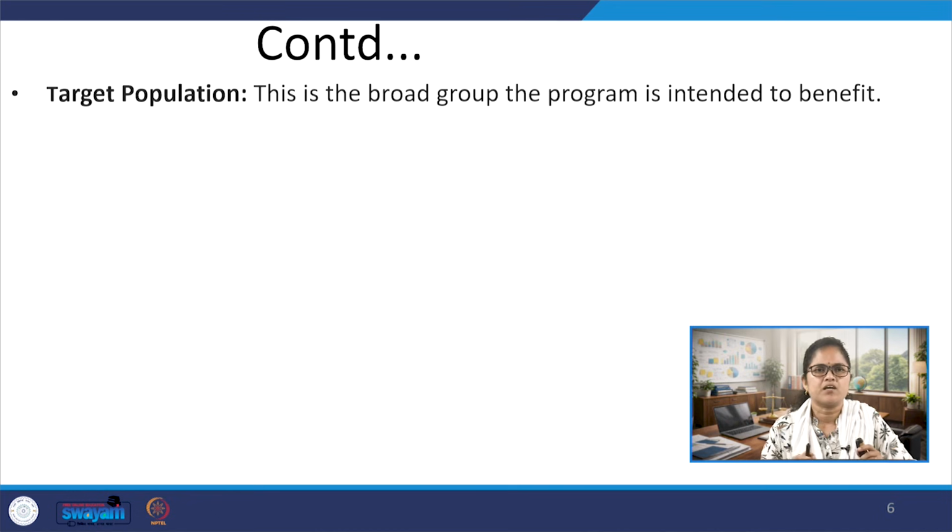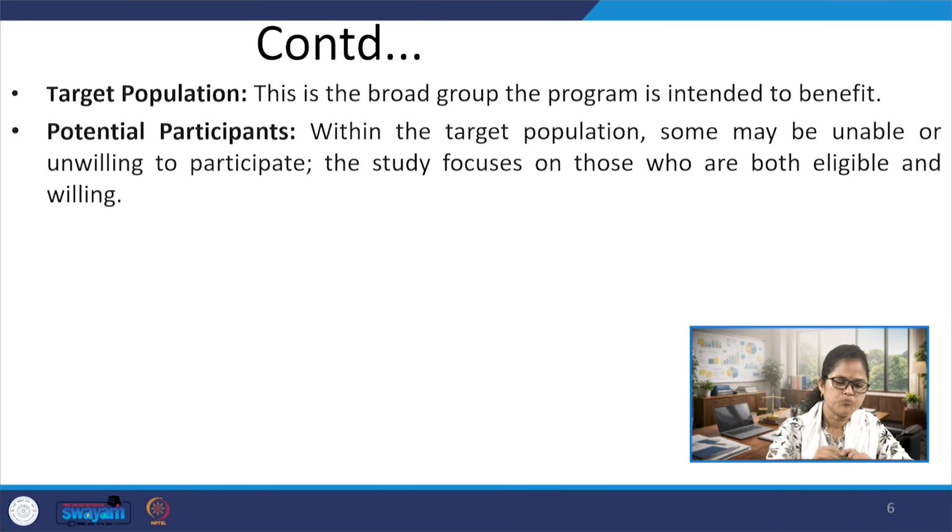Okay, so given this sketch of how to set up a randomized evaluation, we can also discuss what exactly those groups are, how to define them, and accordingly you can subcategorize and finally form the control group and the treatment group. Okay, so first of all we discuss what is known as the target population. What is this target population? Of course this is a broad group that the program is intended to target or intended to benefit. Okay, so this is a broad population.